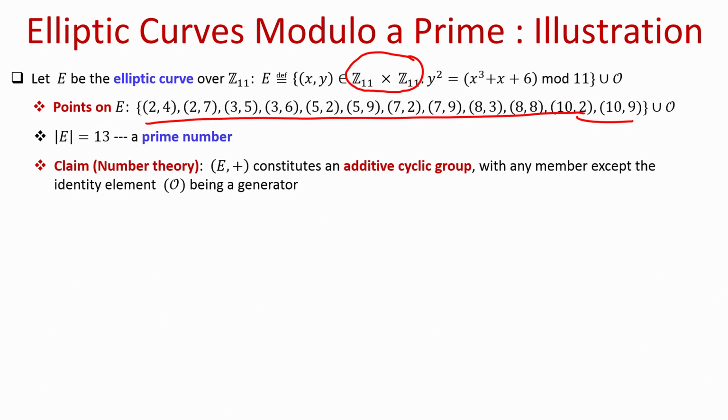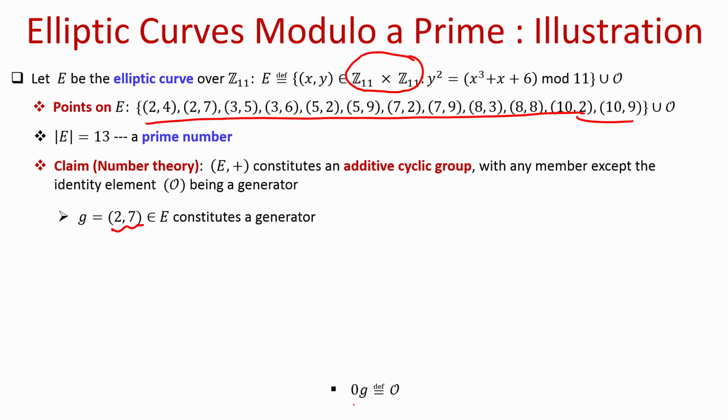And since the order of this group is a prime number, every element in this group except the identity element, which is the point at infinity, can be taken as the generator for this group. So, for instance, we can take the element (2, 7) belonging to the set E, which is a non-identity element, and you can verify that indeed it constitutes a generator, namely different multiples of this element (2, 7) will give you all the elements of the set E.